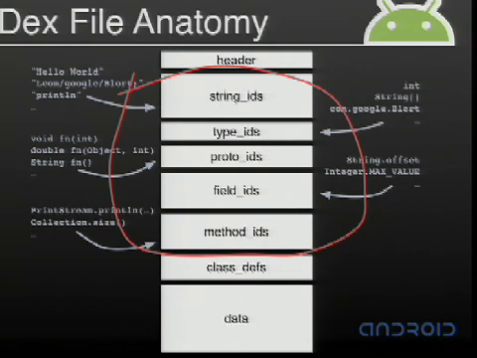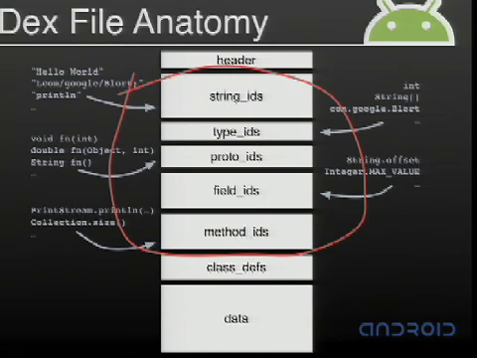After the header, there are these 5 separate constant pool sections. Each constant pool section is of a particular type. You can see what they are there. Just for example, at the top there, the string IDs section identifies literally strings.